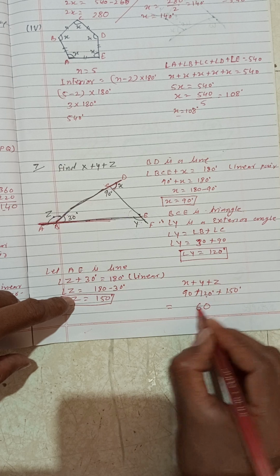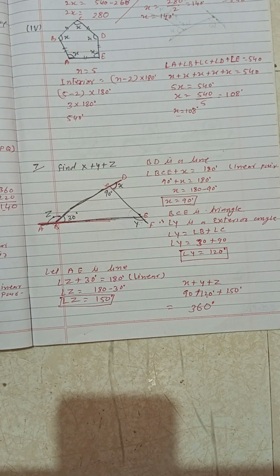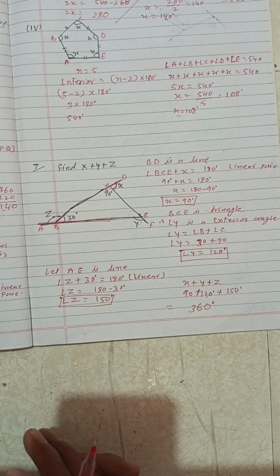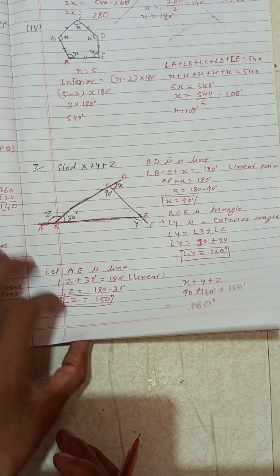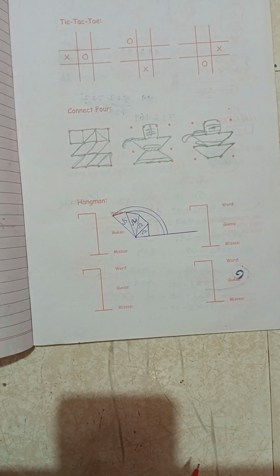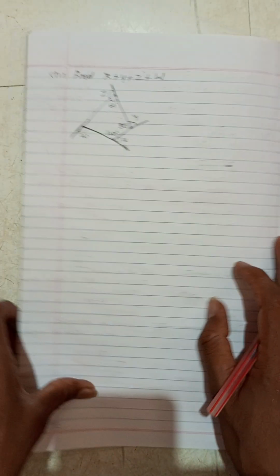Okay, 2 and 1 3. 360 degree. So what do we understand by this? The exterior angle of all shapes is always 360 degree. Exterior angle is always 360 degree only. Interior angle can be different. So we got that. Now we are doing part B of the 7th question.